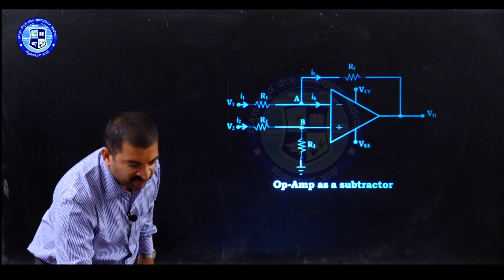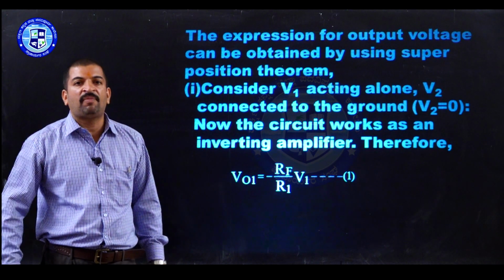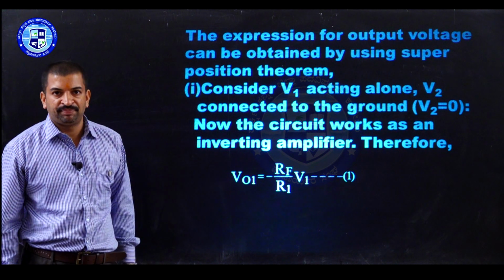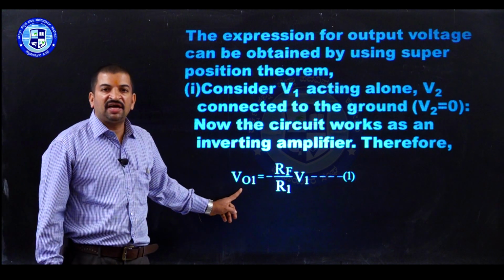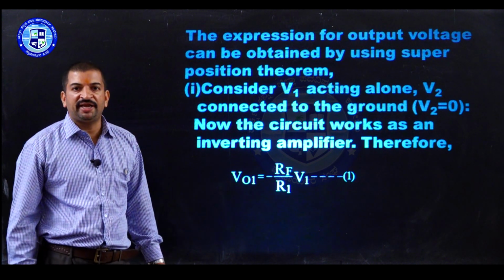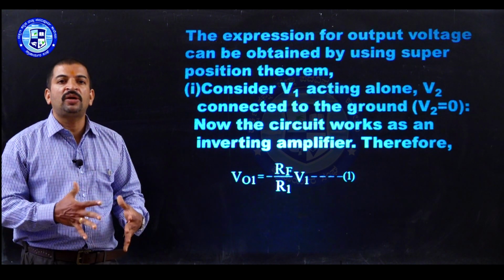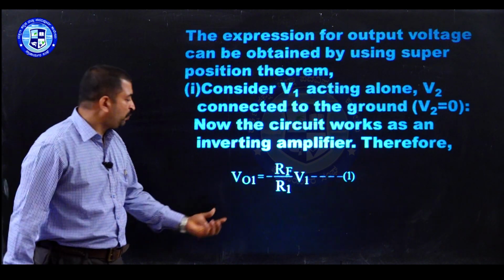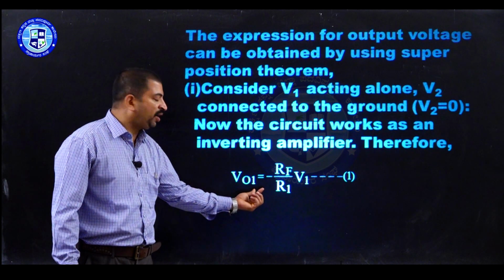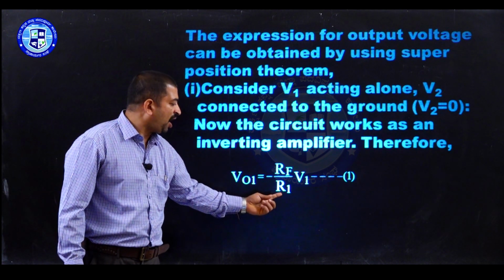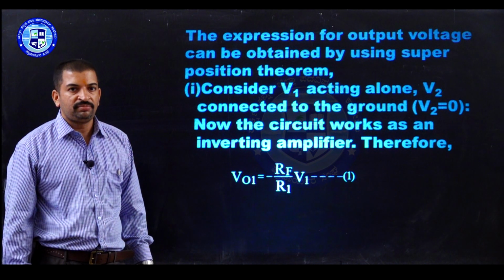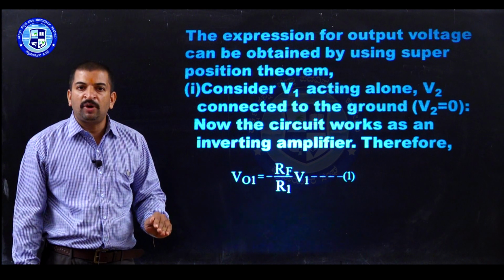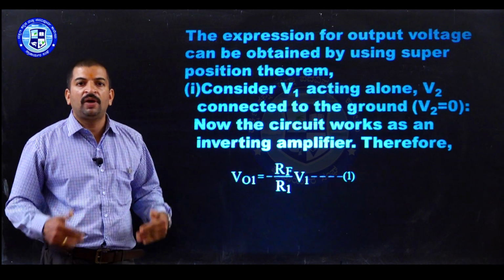Now the expression for the output voltage of an inverting amplifier is given by the formula VO equal to minus RF by RI into VI. Now here let us consider VO1 is the output voltage produced by the input voltage source V1 acting alone while V2 is connected to the ground. So VO1 is given by the formula VO1 equal to minus RF by RI into V1. This is the expression for the output voltage produced by the input voltage source V1 acting alone while V2 is connected to the ground.